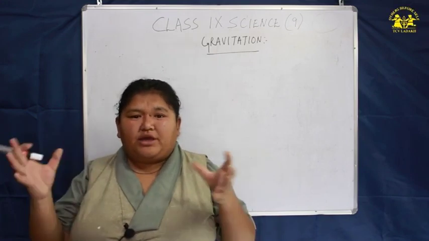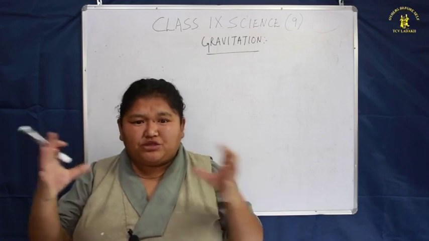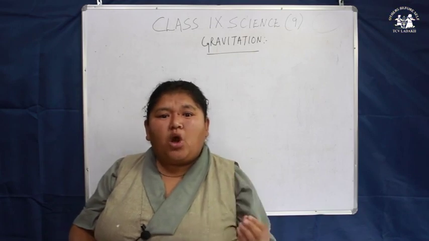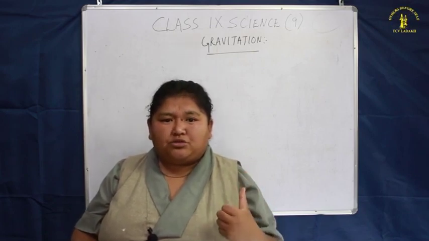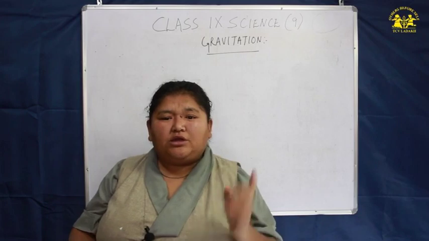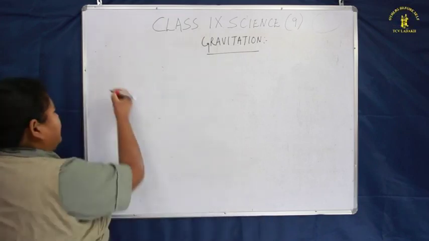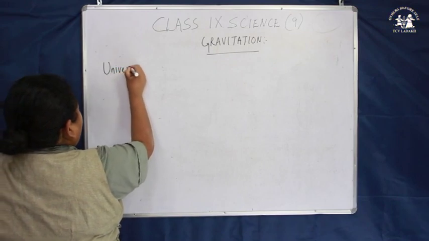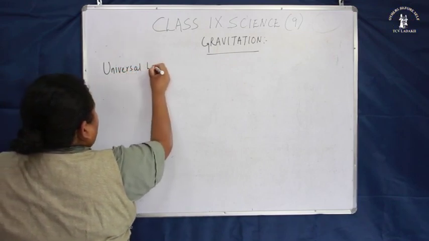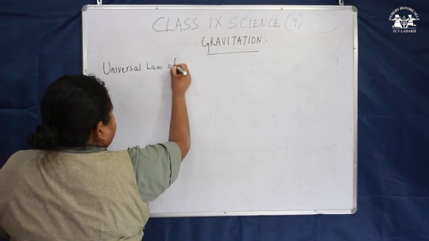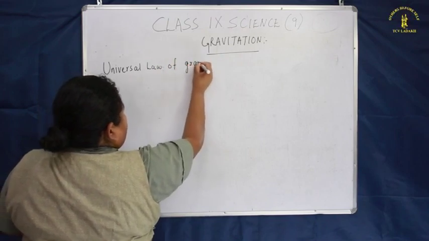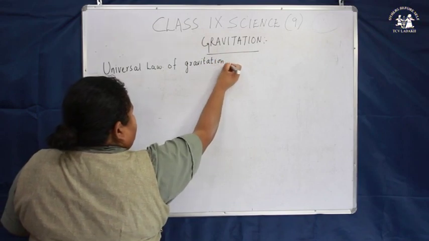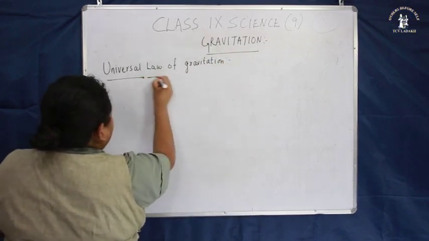Now, objects exert gravitational force on each other. So there is a very important law associated with gravitation, which is called the universal law of gravitation. Okay, and this law is very important from your examination point of view as well.